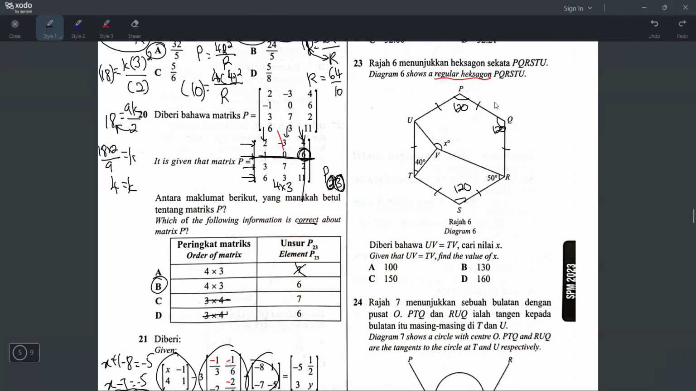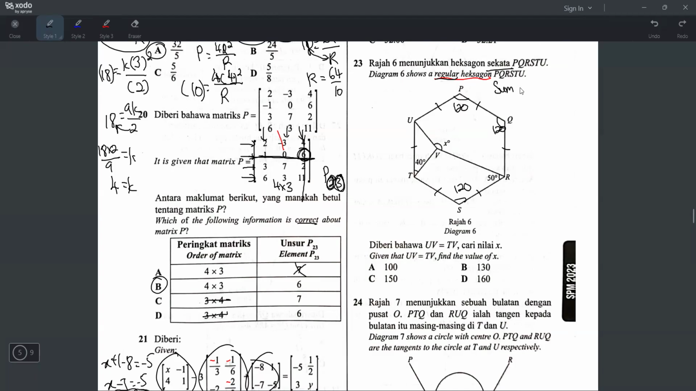Okay, let me tell you how I know it's 120. Because regular hexagon means all the 6 sides sama panjang. Kalau ada perkataan regular, baru you boleh cakap dia sama panjang. Only when you see this word sekata regular, then it means all the sides have same length. And kalau same length means all the inside angles also same lah. And how I know it's 120? Because I use this formula.